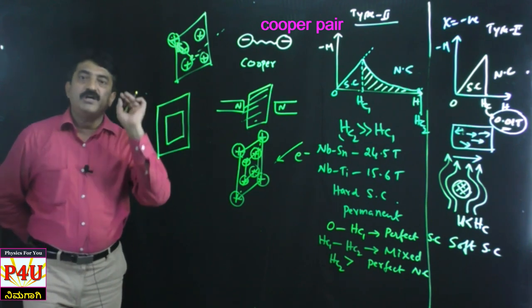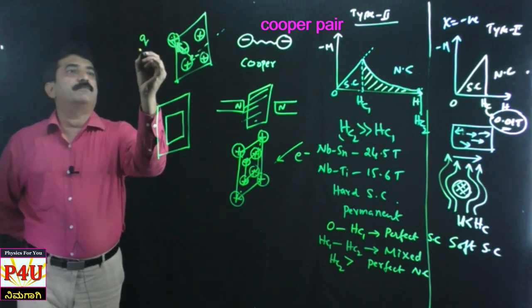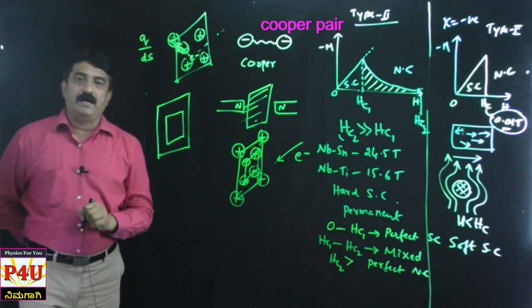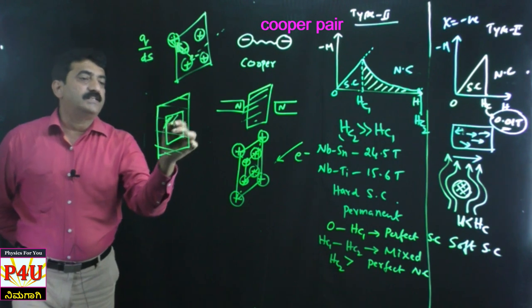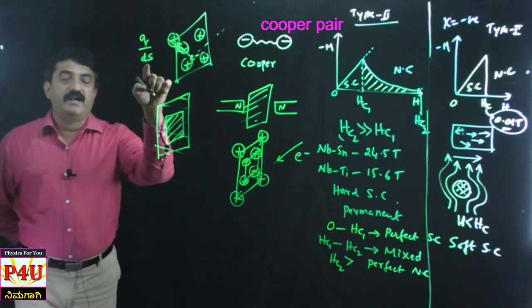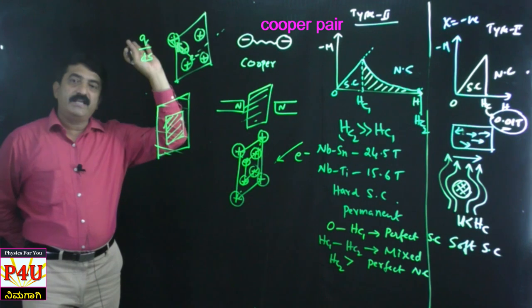How? What is charge density? Charge density is nothing but Q divided by surface area. Earlier, this was the surface area. Now, this is the surface area. Surface area decreases, charge density increases.